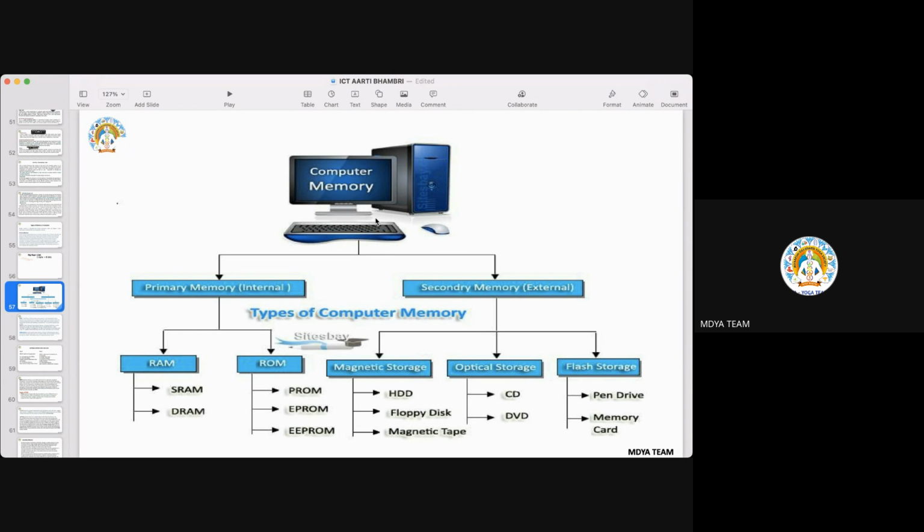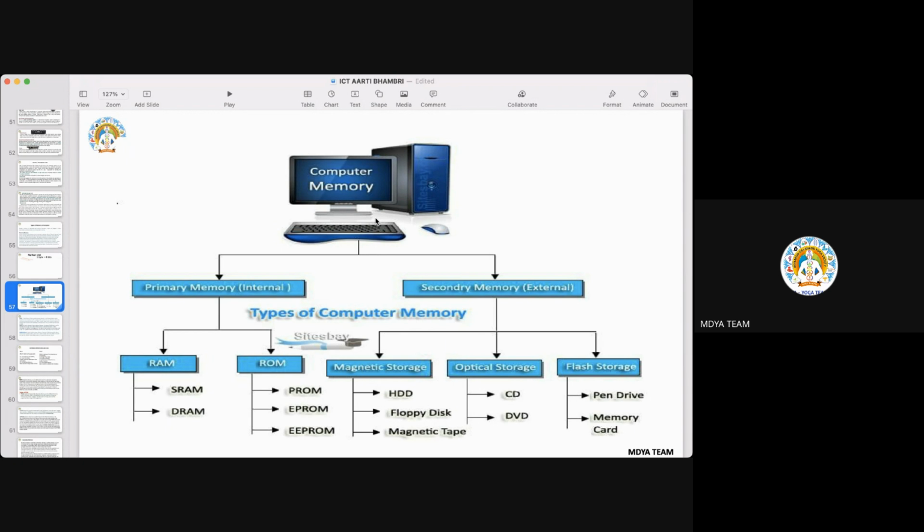And primary memories, which are the internal, inbuilt memory, are of two types: RAM and ROM, random access memory and read only memory. RAM is again divided into two: SRAM and DRAM. S stands for static, D stands for dynamic. We'll see some more about all these memories.